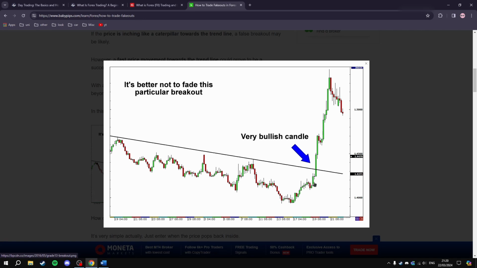Very bullish candle, very strong momentum, and then it just kept going upwards. So this is like a proper breakout.